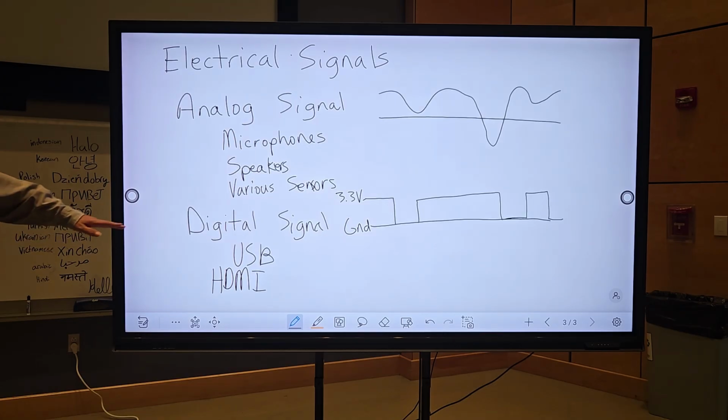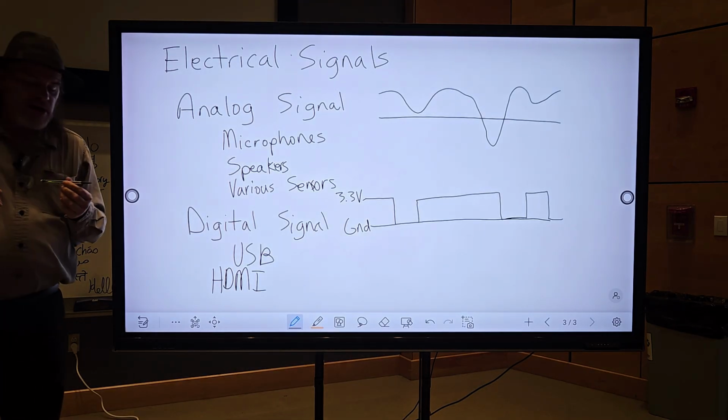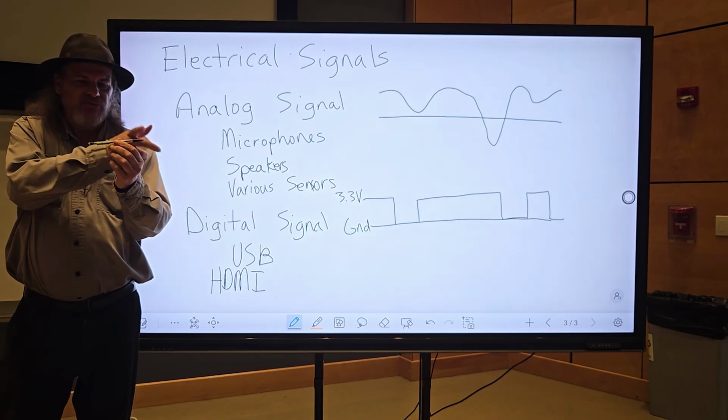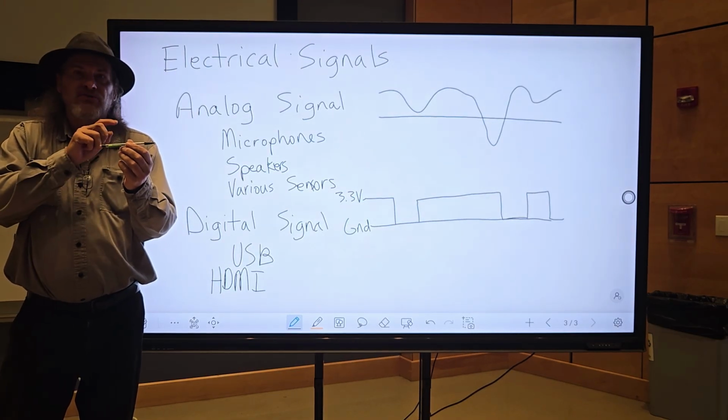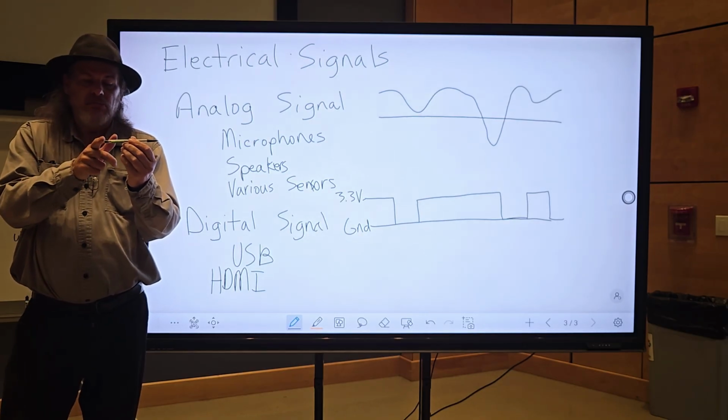Like I said, the digital signal is either high or low, not on or off, because if you think about it, when you look at a battery, you have plus and you have minus. Plus would be high, minus would be low.